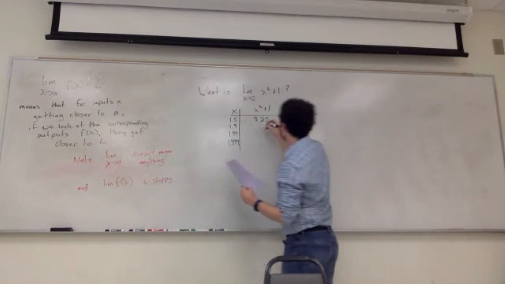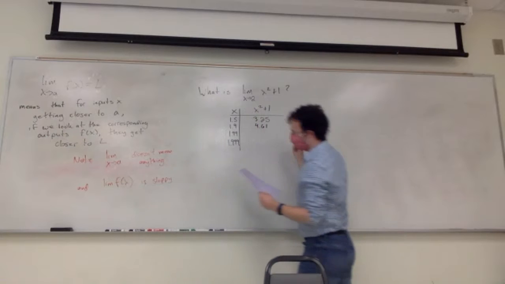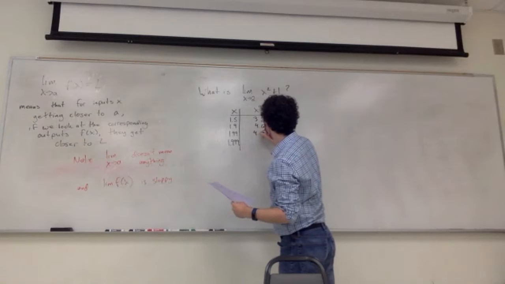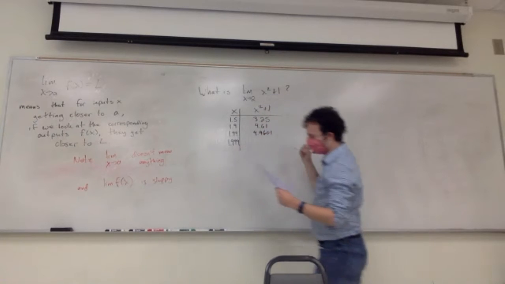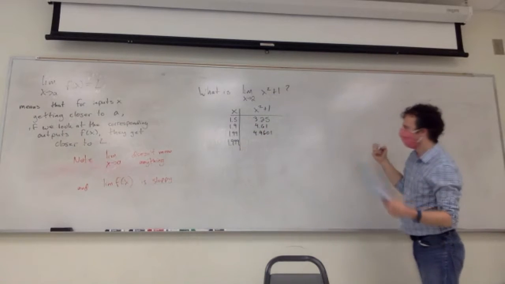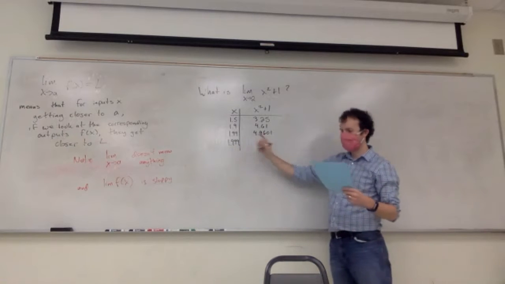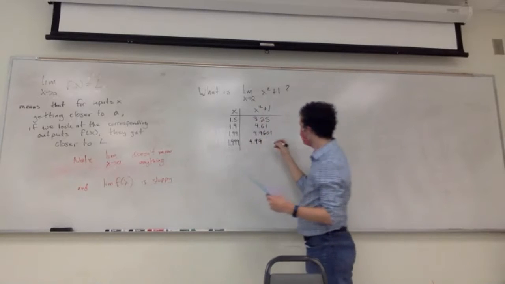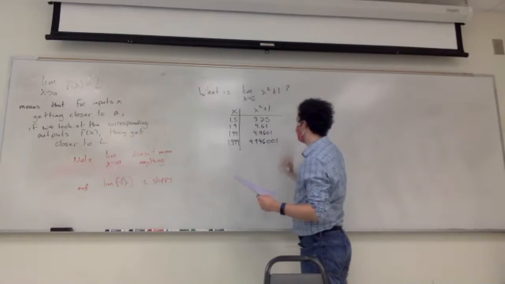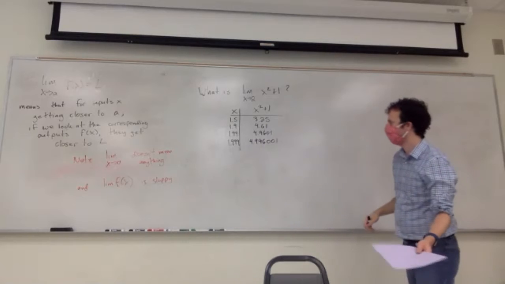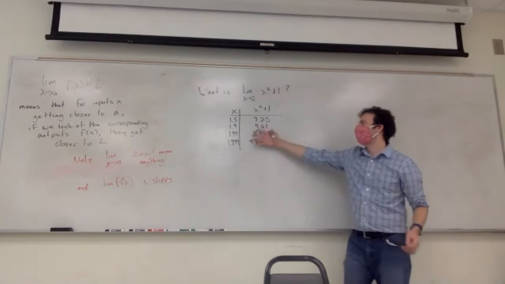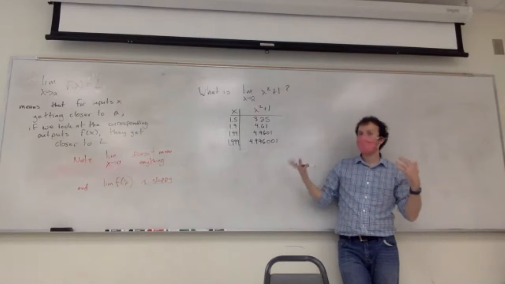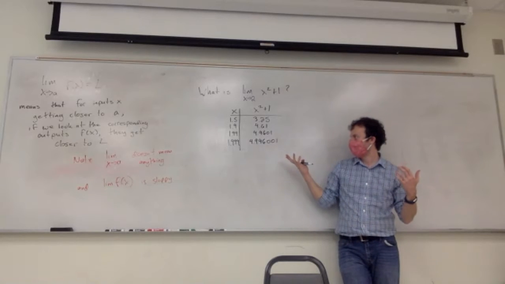You put in 1.9, 4.61, 1.99, 4.9601, and the last one, 0.999, you get 4.996001. And you could keep going, but in this case, it hopefully seems clear what's happening.